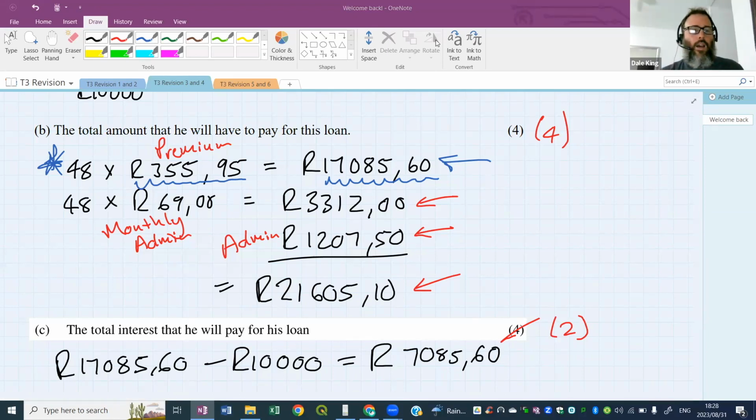Okay. Khabo, do you want me to do question C or question B? Just let me know, and I really don't mind going over it again. Just let me know, question C or question B. All right. Okay, so they want to know what is the total interest paid for the loan.